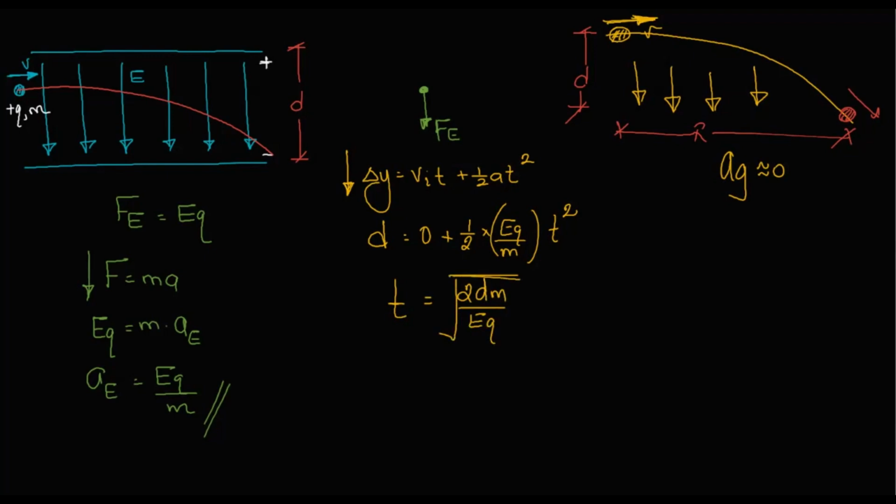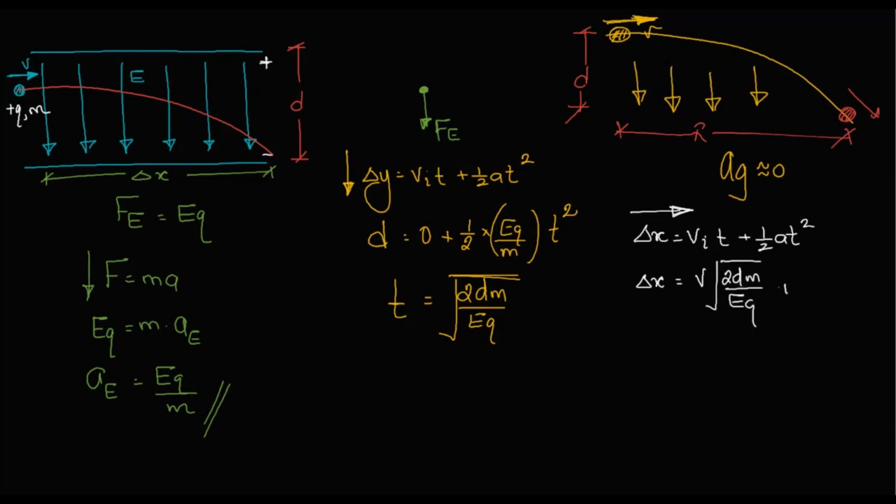Since I know the time of flight, I can find how far it has moved along the parallel plates and hit the bottom plate. I can use the same equation, but I'm going to use it in the horizontal direction, or horizontal projection. So that is half a t squared horizontally. The distance it has moved and hit the bottom plate is delta x. The initial horizontal velocity is v, and we have 2dm over EQ.